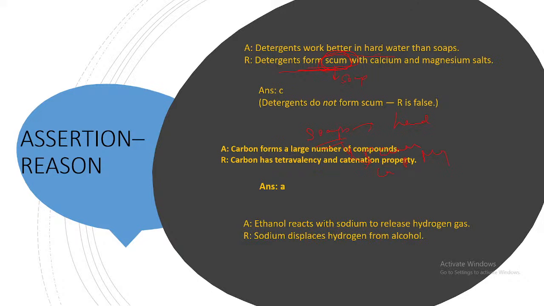Okay, the next one. Ethanol reacts with sodium to release hydrogen gas. That is the assertion. Reason: sodium displaces hydrogen from alcohol. So what will be the correct option here?